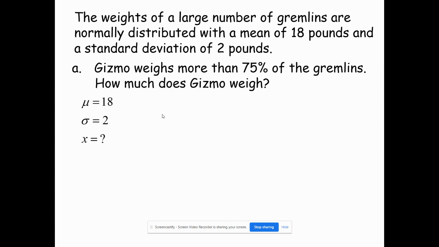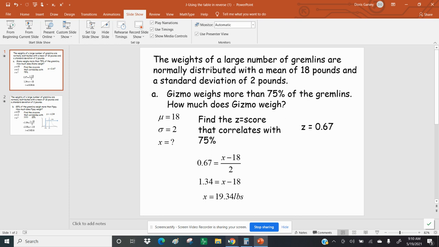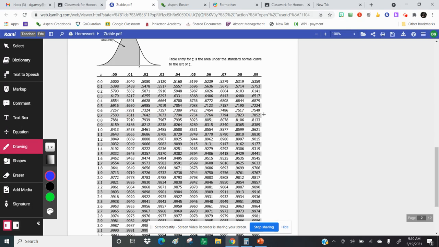You know that the mean is 18, the standard deviation is 2, but now they're asking you what the x value is. So you're going to have to work backwards. You're going to go to your z-score table, and you're going to look in the body of your z-score table and look for something that correlates with 75%. So let's go to the table.